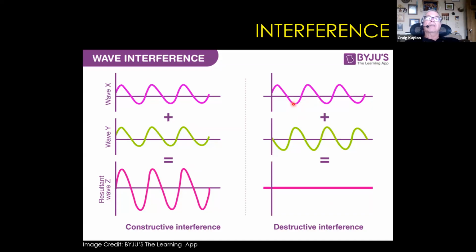And if they're offset from each other by exactly half a wavelength, then you get destructive interference. It means that these cancel each other out. So that's constructive and destructive interference. These are going to be very important when we look at the data that suggests that light can also act like a wave.